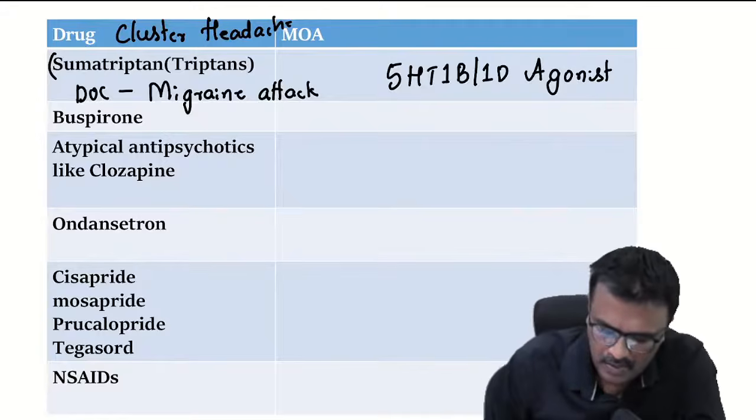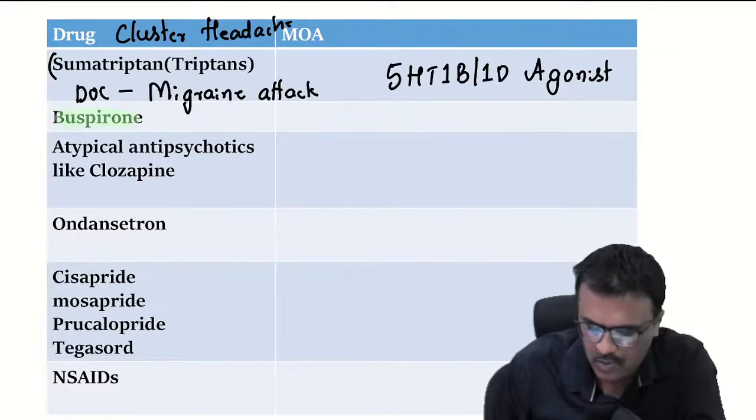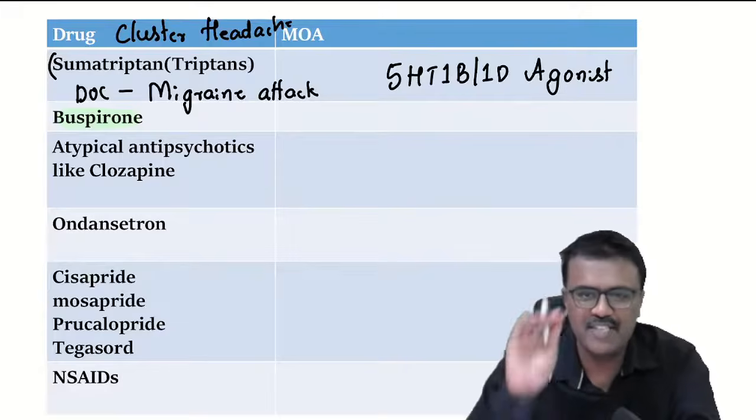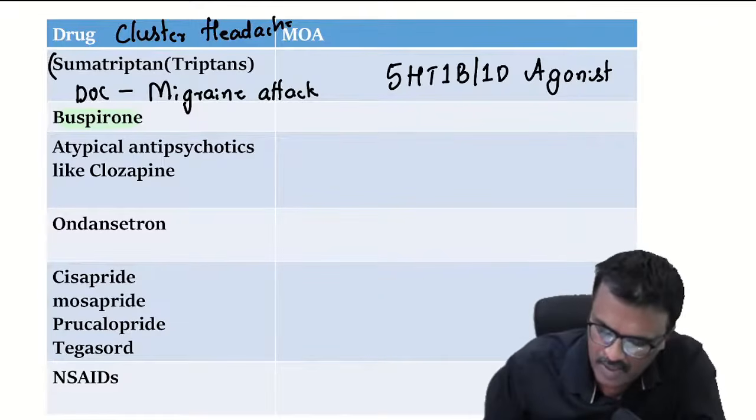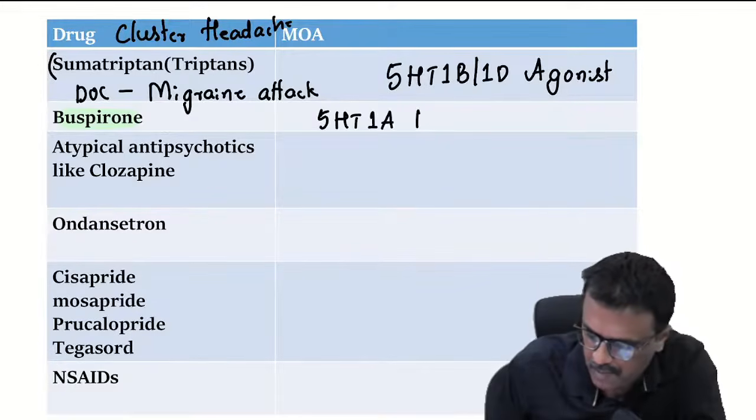Then you can see a drug by the name buspirone. If you see the snake bus, you will have anxiety. So buspirone is used for anxiety. The mechanism is that it's a 5-HT 1A partial agonist.